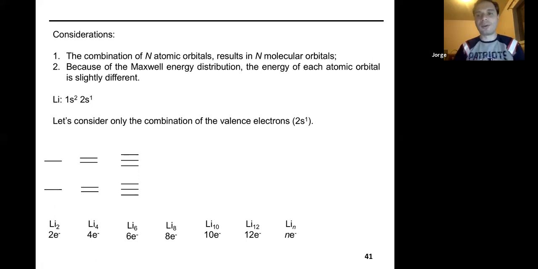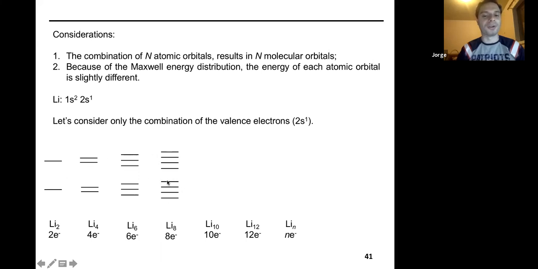Can you see that there is a trend here? We always have half of the orbitals full and half of the orbitals empty. Can you see that? Did you see that? Let's see if that's true for the combination of eight atoms of lithium that have a total of eight electrons. So we are going to generate 8 molecular orbitals. Now we have the first 4 orbitals full and the top 4 empty. So the trend continues here.